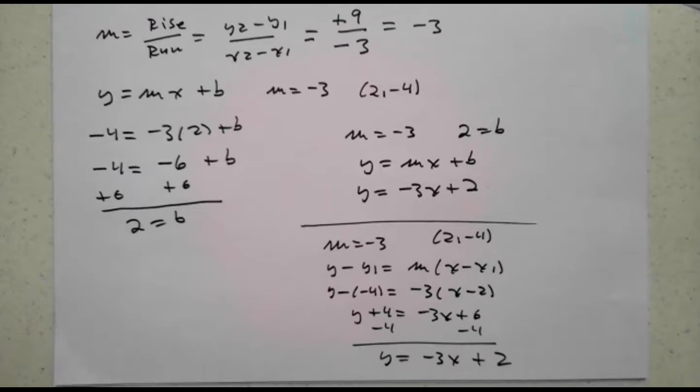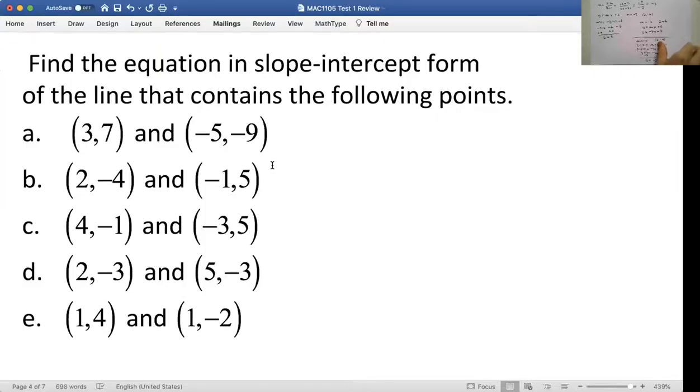So another question on finding the equation of lines. This time we have (4, -1) and (-3, 5). Let's take a look at that. (4, -1) and (-3, 5).